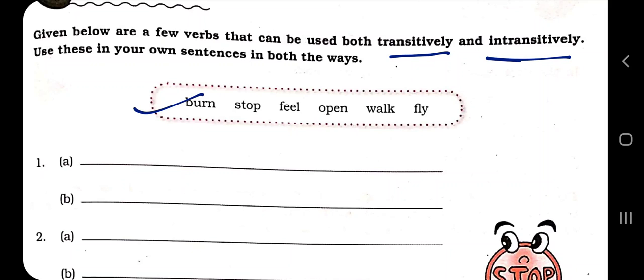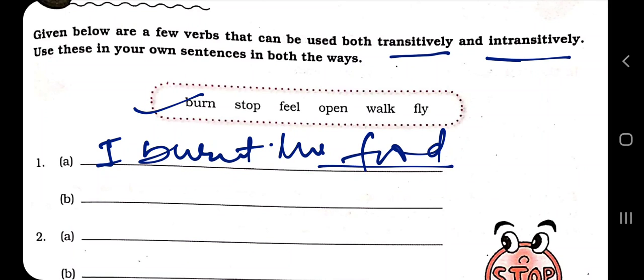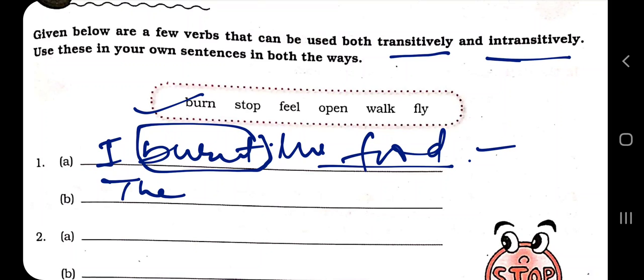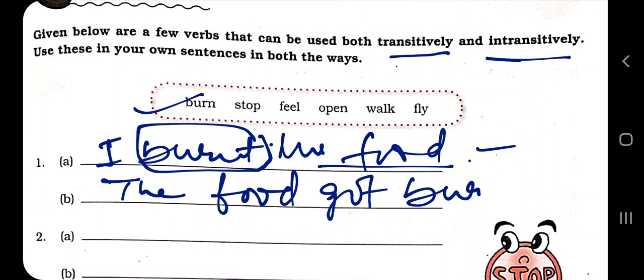Like burn. First sentence I use transitive: I burnt the food. I burnt what? The food. And if I use the same burnt as intransitive, I do not have to use the object. So I would write, the food got burnt. This is transitive and this is intransitive.